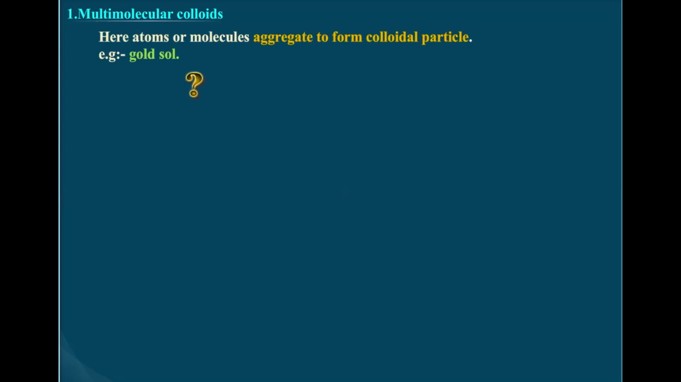The next type of classification is classification based on the type of particles of the dispersed phase. And according to this classification, it is divided into three: multi-molecular colloids, macromolecular colloids, and associated colloids. The first one is multi-molecular colloids. In multi-molecular colloids, on dissolution, a large number of atoms or smaller molecules of a substance aggregate together to form species having the size of the colloidal range.